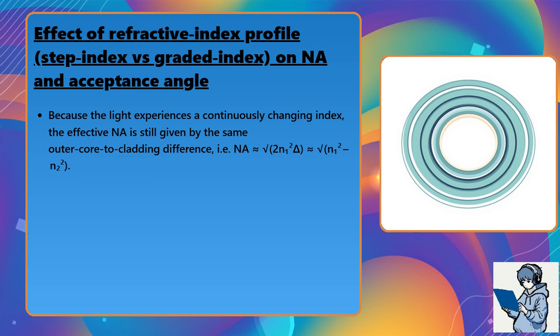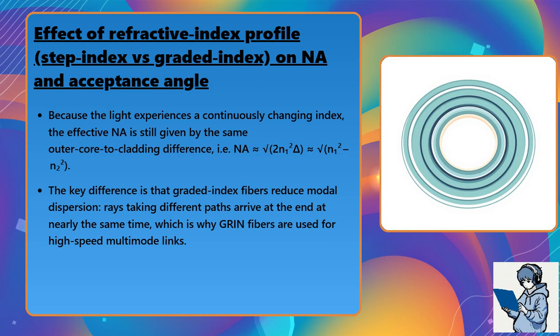That is, NA ≈ √(2 n₁² Δ), approximately equal to √(n₁² − n₂²). The key difference is that graded index fibers reduce modal dispersion. Rays taking different paths arrive at the end at nearly the same time, which is why GRIN fibers are used for high-speed multimode links.